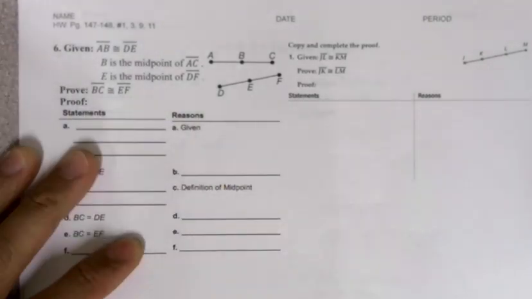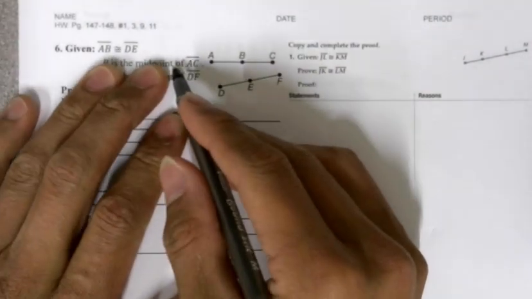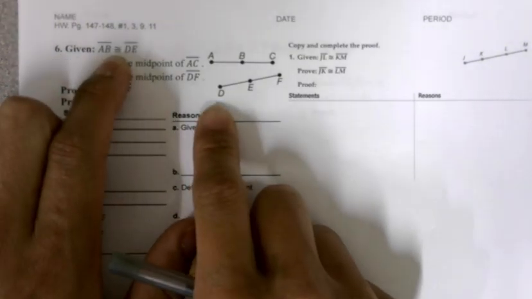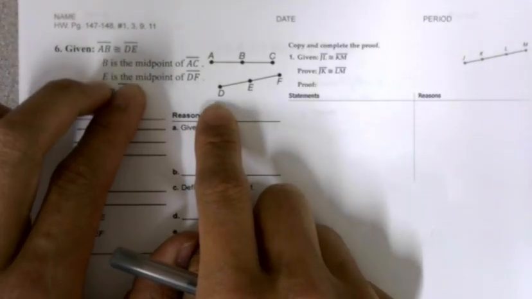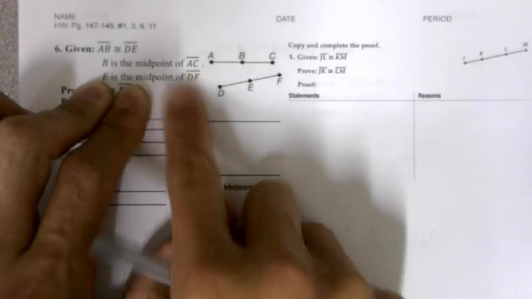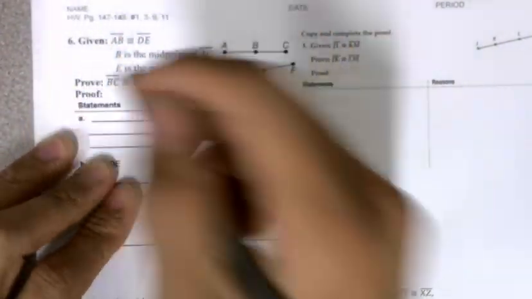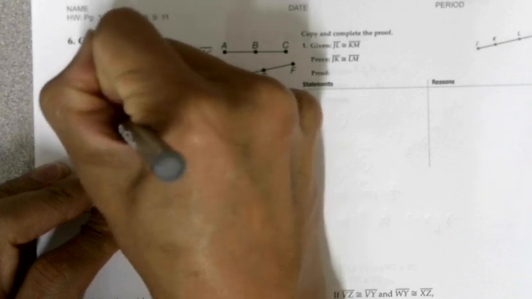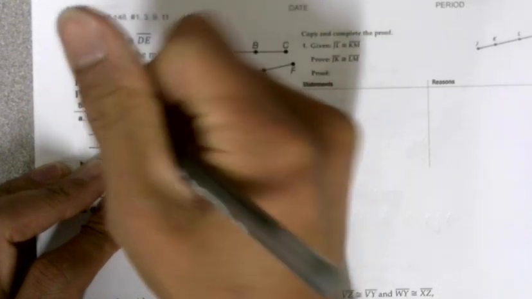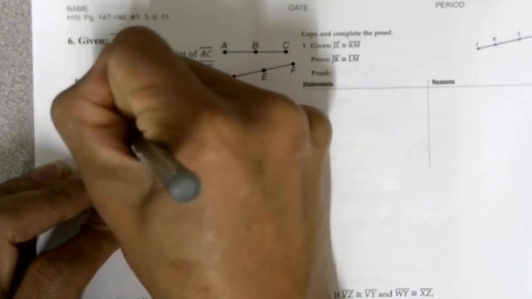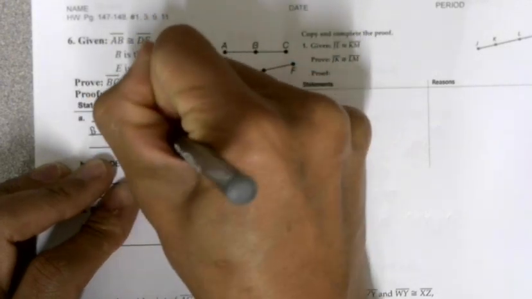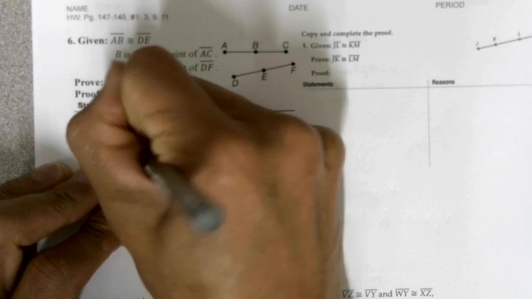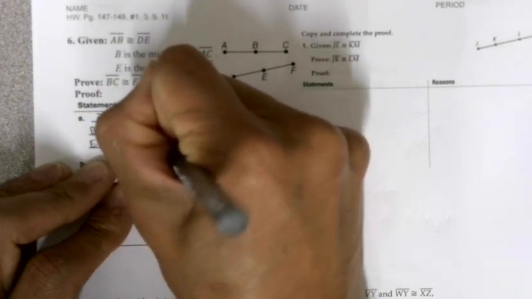Okay, so let's look at this problem here, number 6. We have a congruency statement that's given. We're also given a midpoint and another midpoint. We're given 2 midpoints. Okay, so what's the first step? Write all this down as our first statement. So it's going to be segment AB congruent to segment DE, and then we got B is midpoint of AC, and then E is midpoint of DF.